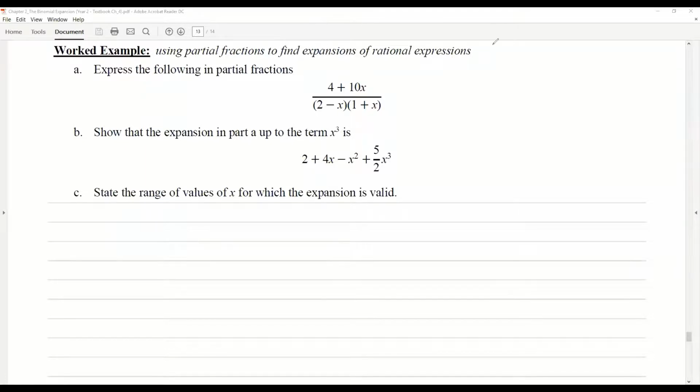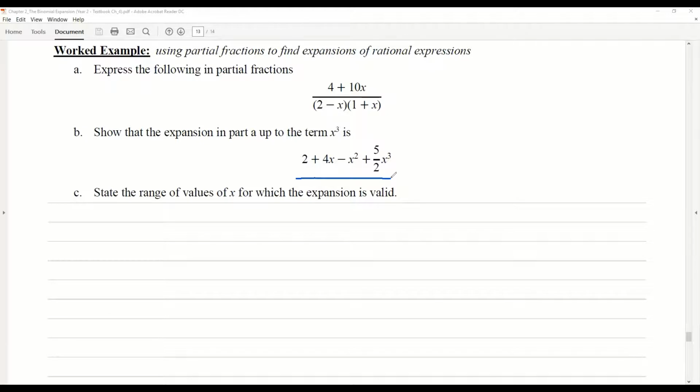So our one and only worked example for this lesson involves using the work we've done on partial fractions combined with the latest work we've done on the binomial expansion. And we're hoping to show that the expansion for the algebraic fraction given in part A actually expands to this for the first 4 terms. Right, now to get us started, it's been broken up into 3 parts. The third part, of course, part C, is relatively trivial. We've been through that a few times.